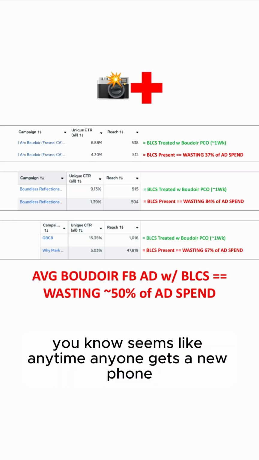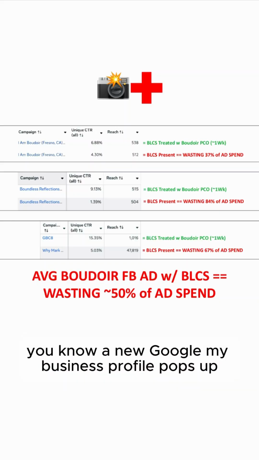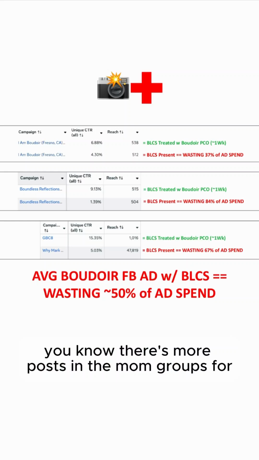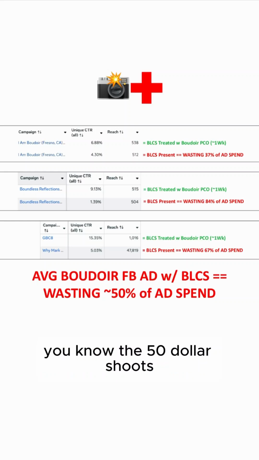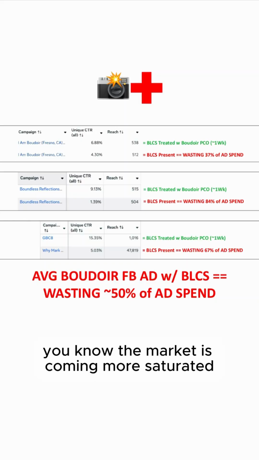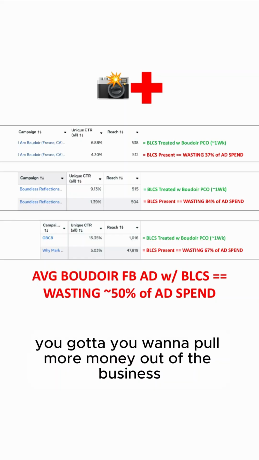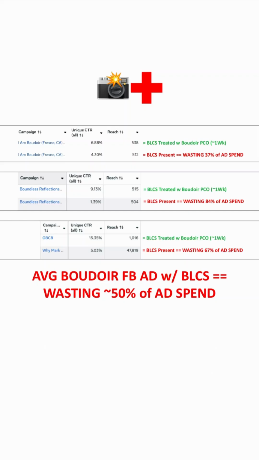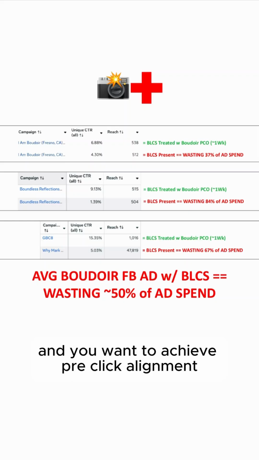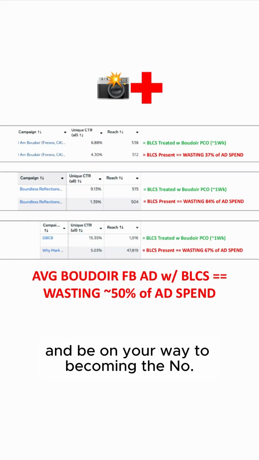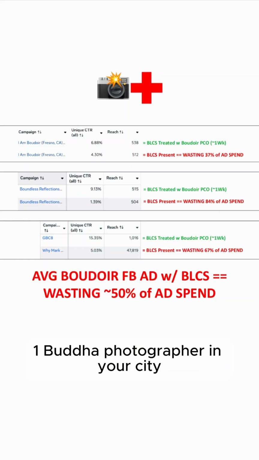Seems like anytime anyone gets a new phone, you get more boudoir photography. A new Google My Business profile pops up, or anytime someone gets a new camera, there's more posts in the mom groups for the $50 shoots. So the market is becoming more saturated. Inflation's hitting harder. You want to pull more money out of the business, make it more efficient, and you want to achieve pre-click alignment, become a dominant boudoir advertiser, activate Boudoir Brain Entry Boost, and be on your way to becoming the number one boudoir photographer in your city.